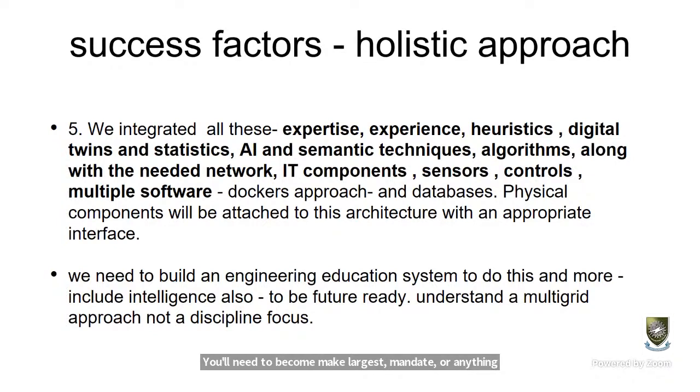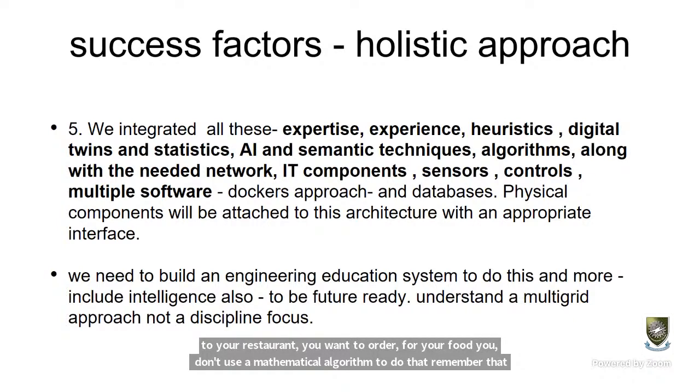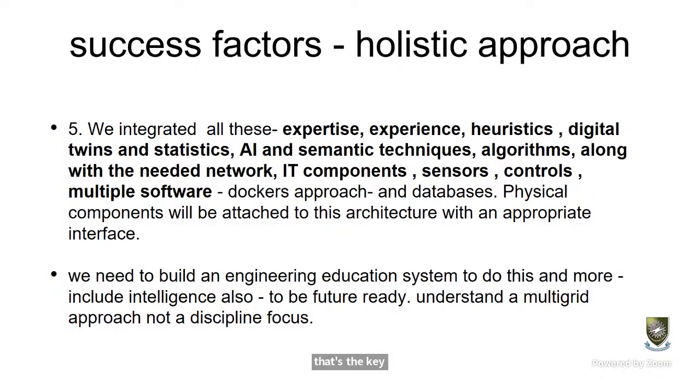So we need to move away from formalism to heuristics, to semantics, to other approaches, not just mathematics. We don't solve any problem by mathematics. If you are going to go to a restaurant and order your food, you don't use a mathematical algorithm to do that. Remember that. Okay? So that's the key thing there. So we have software also, a lot of approaches, like Dockers. Dockers is a very intelligent approach. Yeah, we have the RPC, then we have Dockers. All these did extremely well. Okay, so we have to do that. So the solution procedure is more architectural than a systematic solution. So we need to build an engineering education to do this. That's what is really important.